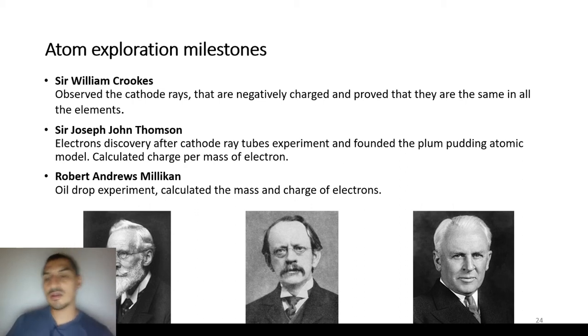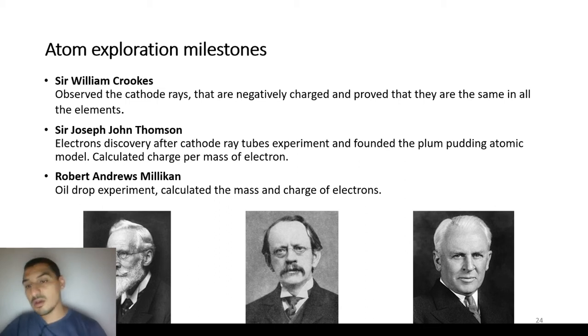And then Sir Joseph John Thomson did more modifications to the cathode ray tube, and he applied electric and magnetic fields to the electron beam, and he was able to make the electron beam go through slits so it goes in a straight line, and he could use the electric and magnetic forces to deflect the beam and return it back to its original place, and he was able to calculate the charge per unit mass of the electron.